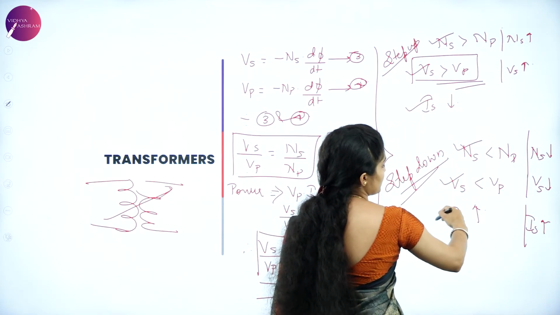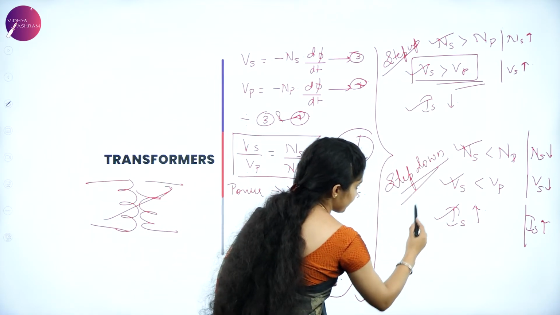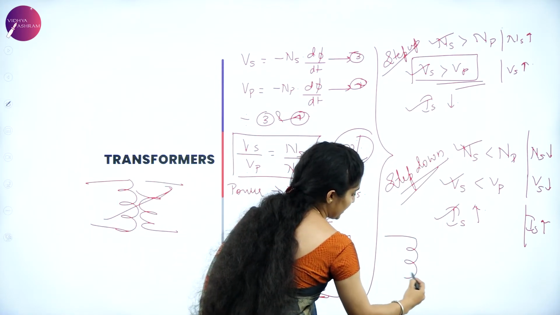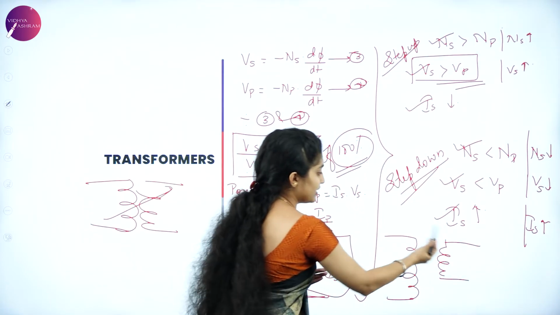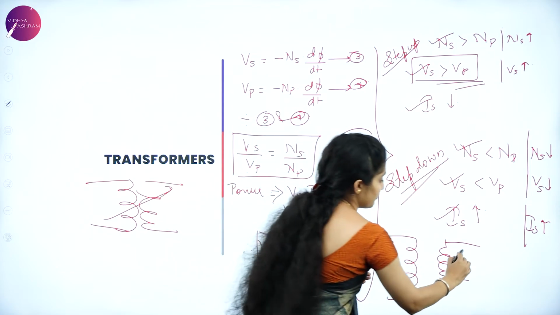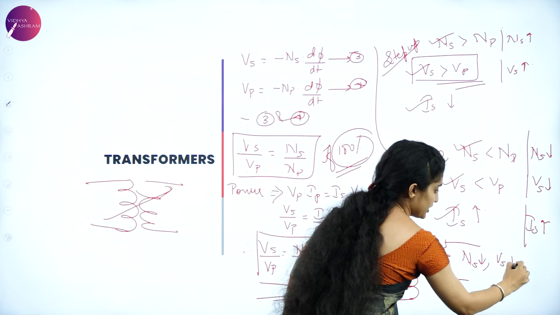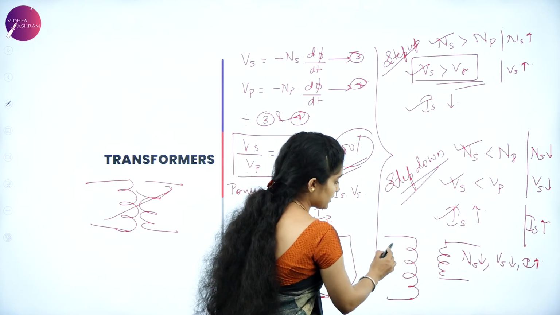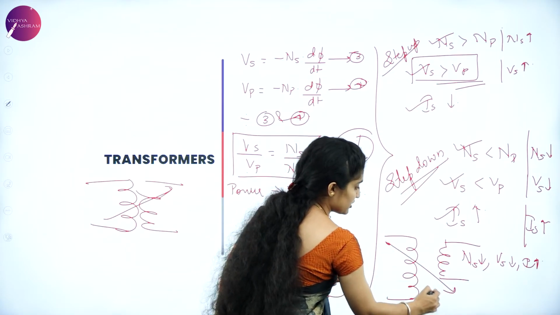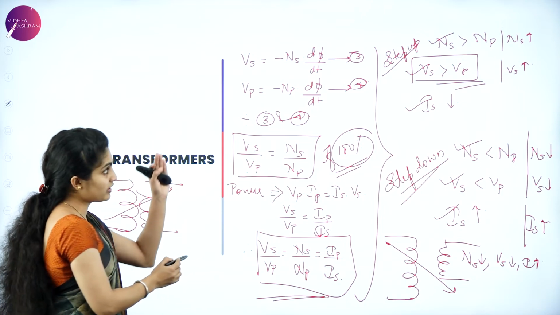So these are the concepts you have to remember. In the step down case, the number of turnings of the primary coil is more, and the number of turnings of the secondary coil is less. In this case it is decreased, the voltage also decreases, and the current increases, which means the voltage is reducing from top to bottom. That is why it is called stepping down. Okay, step down, that is step up.